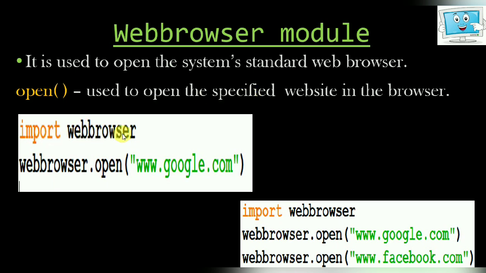Import keyword, name of the module is web browser, and then we'll write module name dot function name, that is the object name, web browser dot open, and in the parentheses you have to provide the name of the website or its URL. So you can write here any website whichever you want to open. Here we have specified google.com, and in the second example we have specified google.com as well as facebook.com. You can give any website, Google, Facebook, bing.com, any. Let us understand it practically.